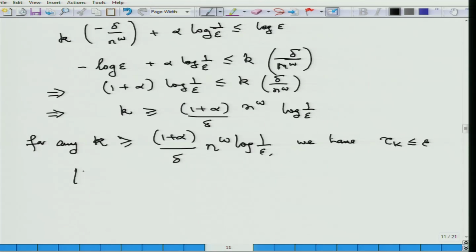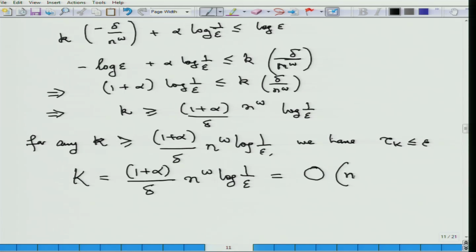So, if I say k is equal to 1 plus alpha times n omega by delta log 1 by epsilon, this is nothing but, if I take this as the constant c, order of n omega log epsilon. So, here I have expressed the whole thing as a function of the problem data. And that shows that the problem is polynomial time.